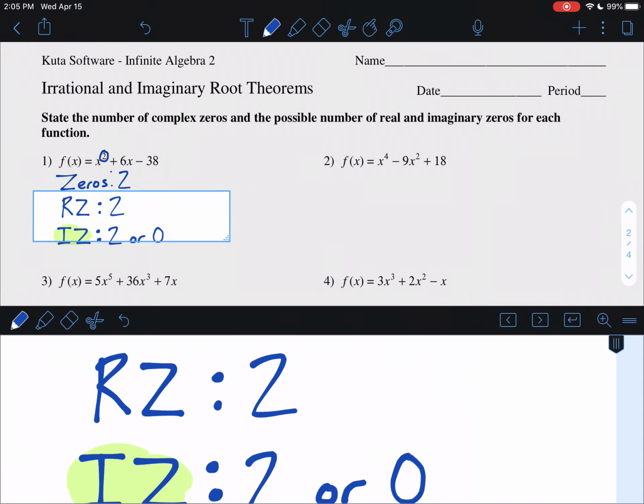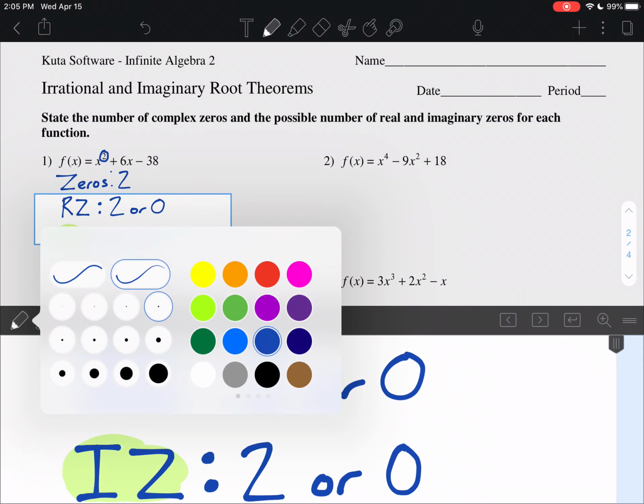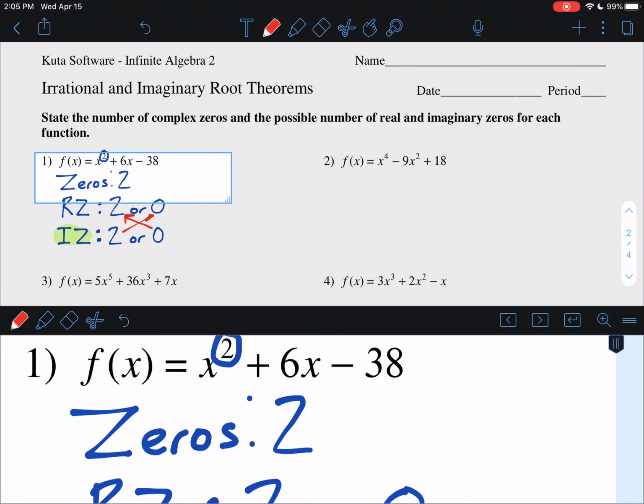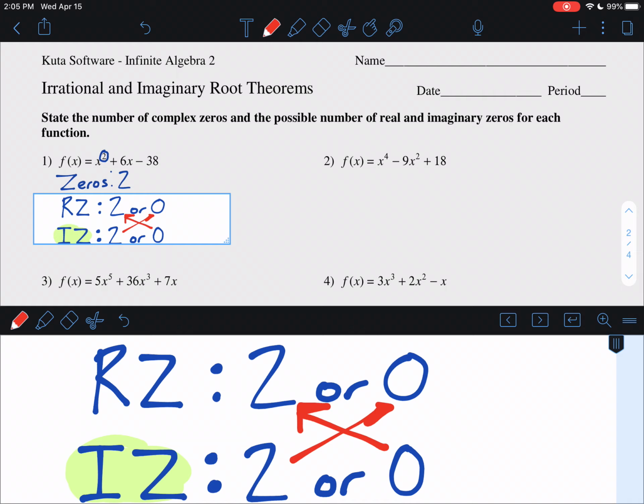So for the real zeros, since our imaginary zeros are either 2 or 0, well, if there's 2 imaginary zeros, that means none of the zeros are real. If there's 0 imaginary zeros, that means 2 of them are real. And there's only 2 total. So that's why the numbers are 2 or 0 and 2 or 0 for both of them.